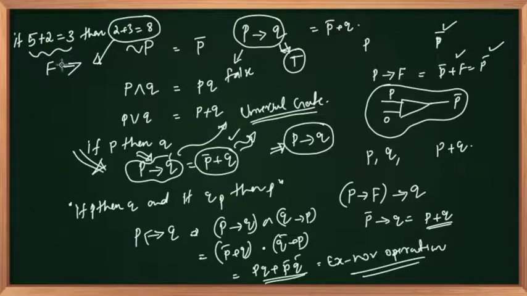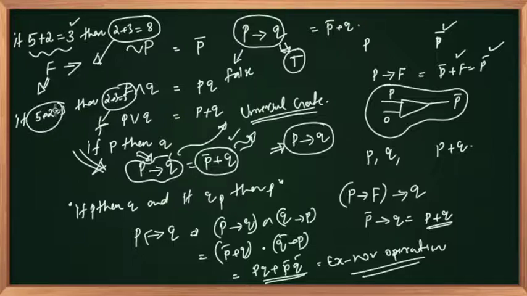This statement is always true because the first statement is false, and we know if it is false, then that implies anything will be equal to true, right? So this statement will be always true. Also note that I can have: if 5 plus 2 is equal to 3, then 2 plus 3 is equal to 5. Here, 2 plus 3 is equal to 5, this is a true statement. So for the left side, 5 plus 2 is equal to 3, whether it is true or false, it doesn't matter. Whatever implies true, you will always get a true statement, okay?